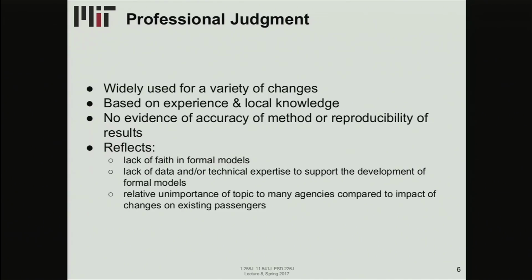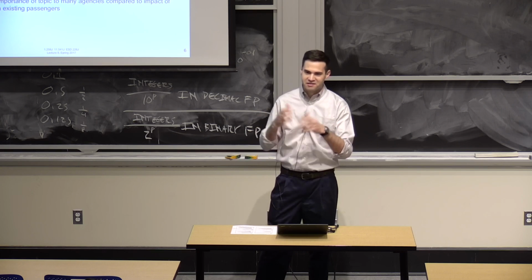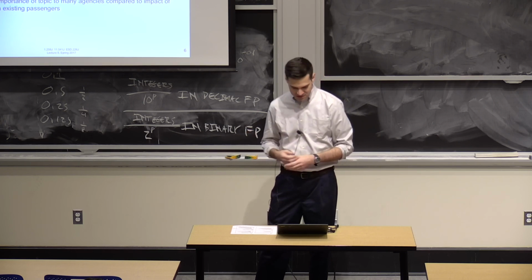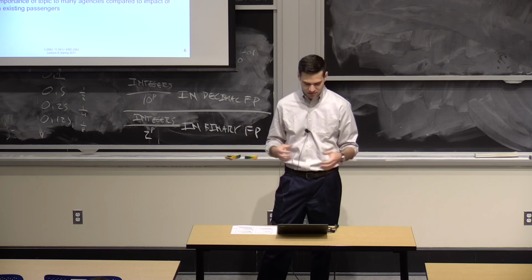Professional judgment. This is when you bring in, as an agency, either experts within the agency or consultants whose job is to predict ridership. They have a lot of experience doing so. They might have local knowledge, and of course the problem is that there haven't been any scientific studies that indicate the accuracy of these methods. They tend not to be reproducible. Every time you call someone in, that's a sort of a one-shot deal, right? So you're not really able to replicate those results easily or understand what led to the prediction.